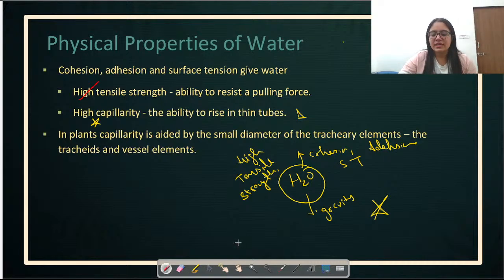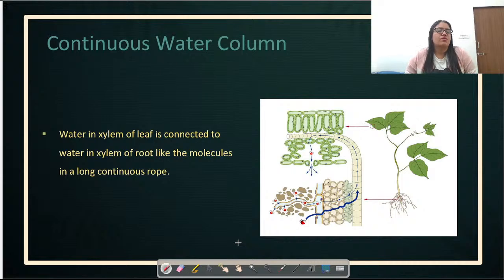Is this clear, my kids? Do let me know in the chat box. Is this clear? Tell me, my dear kids, is this much clear? I would love to move forward then. Let me know, is this much clear? Okay, just in case there is any doubt, do let me know. Thank you, Ankita, for letting me know.